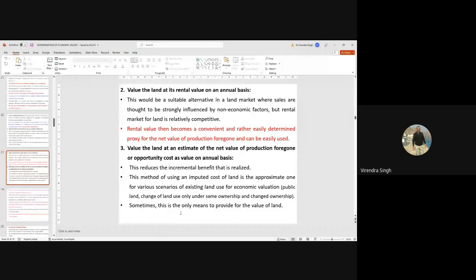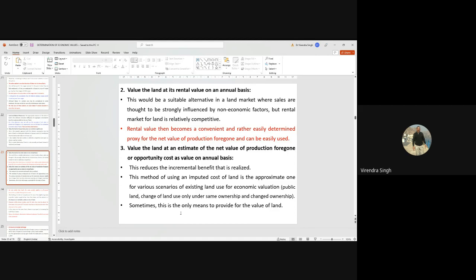Secondly, value the land at its rental value on an annual basis. This would be a suitable alternative in a land market where sales are thought to be strongly influenced by non-economic factors, but the rental market for land is relatively competitive. Rental value then becomes a convenient and easily determined proxy for the net value of production foregone and can be easily used for economic valuation.